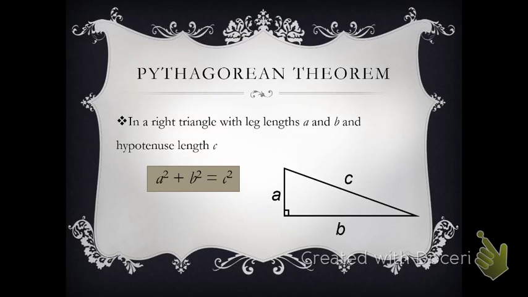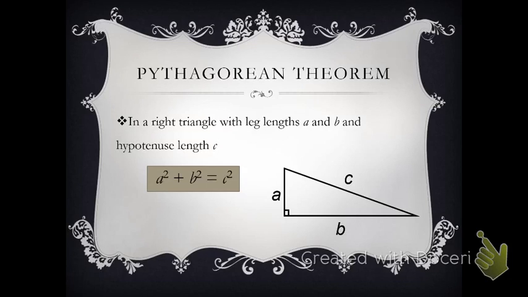Next, we're going to look at the Pythagorean theorem. The Pythagorean theorem only works for right triangles, so there needs to be a 90-degree angle. And it says that the sum of the squares of the legs is equal to the square of the hypotenuse.